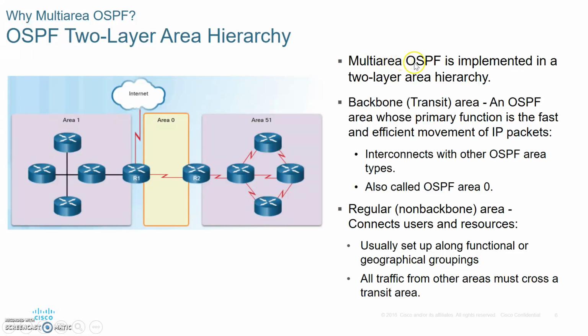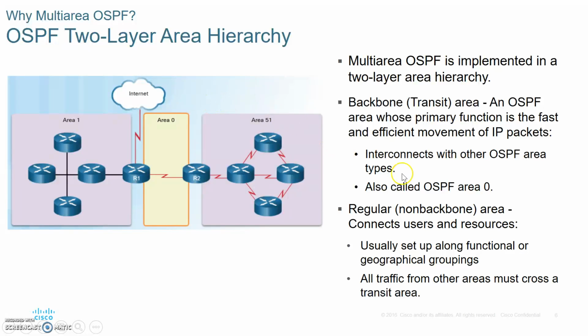Multi-area OSPF, as mentioned previously, is a two-layer area hierarchy. There's only area 0, which is a backbone area. Sometimes we call it the transit area. The purpose of this area is to interconnect with other OSPF areas. We call it the backbone because it interconnects the other areas. So this is also called area 0.